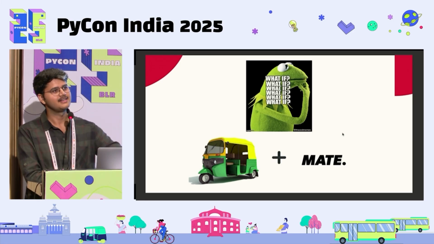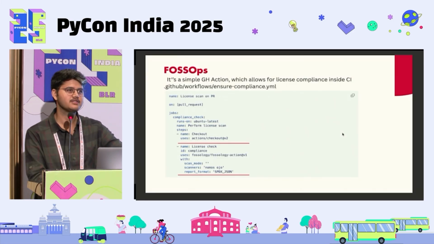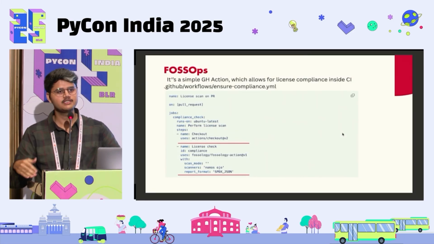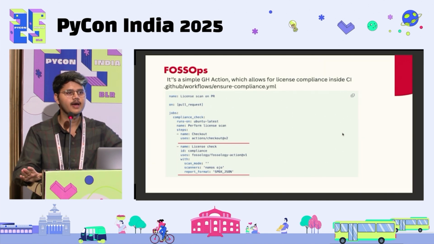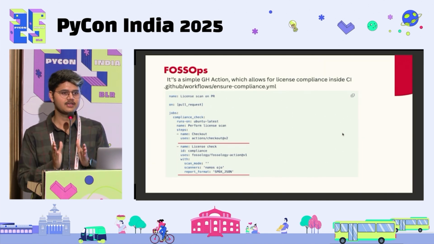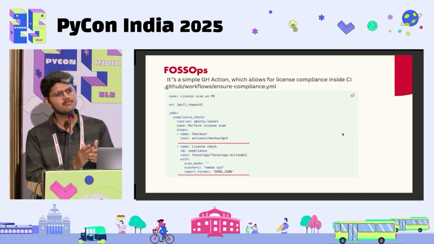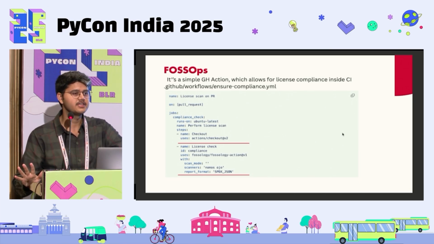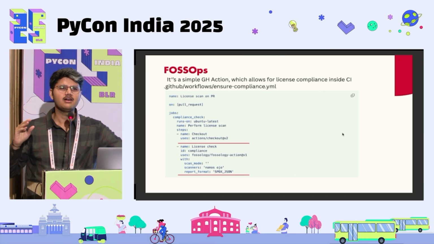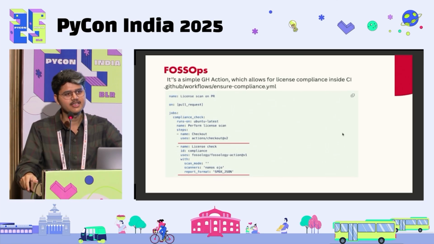In order to do that, we have FOSSOps, or FOSSology's GitHub action. It is a simple GitHub action that allows you to introduce license compliance inside of your CI pipeline itself. It's a simple 6 to 7 lines of YAML configuration, which would have saved endless sleepless nights for Uncle Bob.